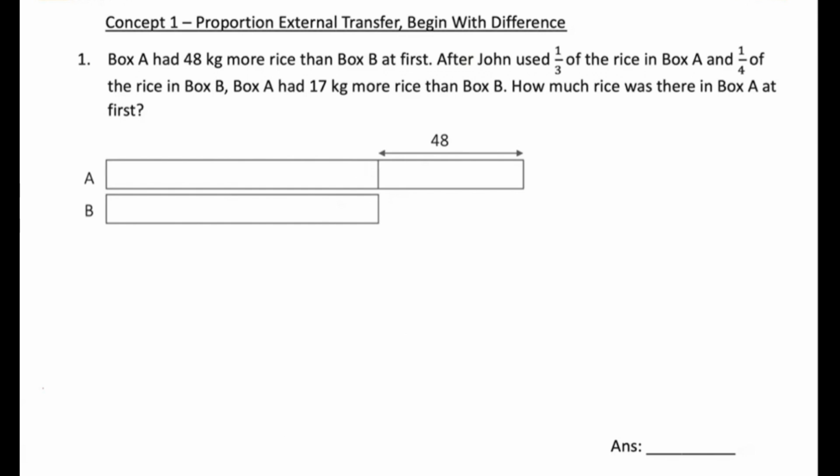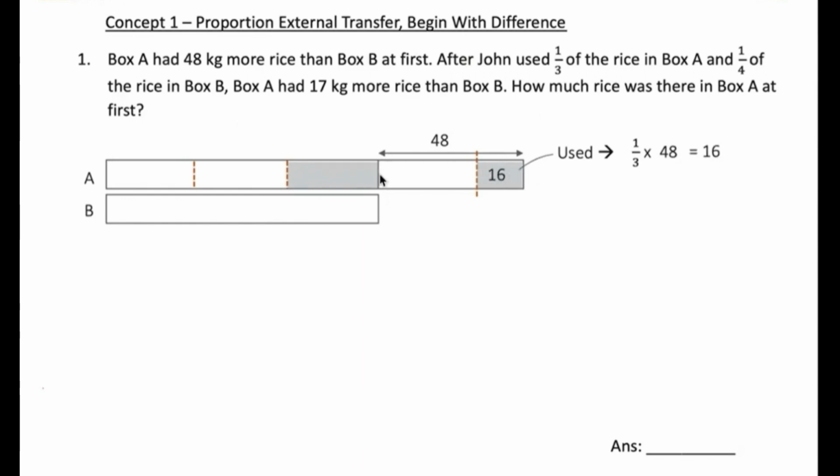So instead of cutting 1/3 out of the entire box A, you see that the model A has 2 parts. One part which is this, which is the same as B, and one part which is 48. So I'm going to cut out 1/3 from 48 and 1/3 from here. So this is how you handle proportion transfer when there is a difference. Okay, so cut out 1/3 from here and cut out 1/3 from here. Okay, so what is 1/3 of this? Very simple, 1/3 times 48. You will get 16. So this piece is 16.